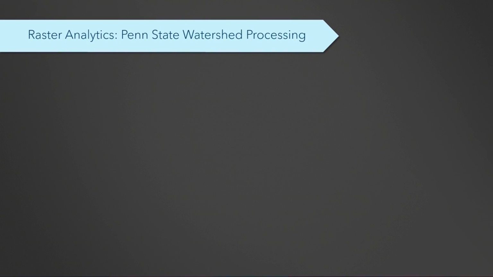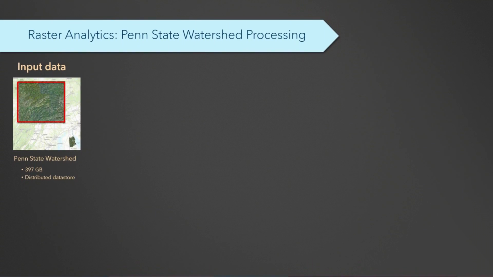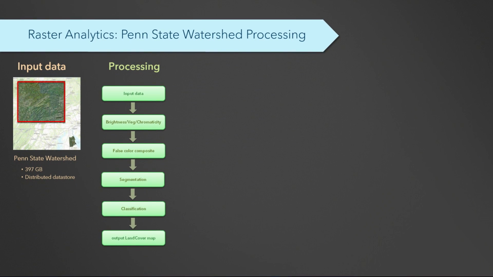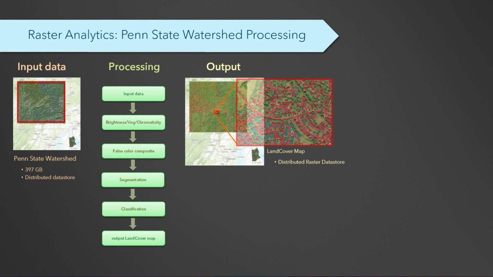So here's an interesting use case with an interesting set of times. Now, let me tell you, this process took me days using the traditional desktop image processing approach. My input data is the entire Penn State watershed area. It's approximately 400 gigabytes and 100 billion pixels of data. There's an intensive amount of processing, multiple derived data sets. I'm creating a false color composite, segmenting my imagery, classifying my imagery, eventually creating a high-resolution land cover map.